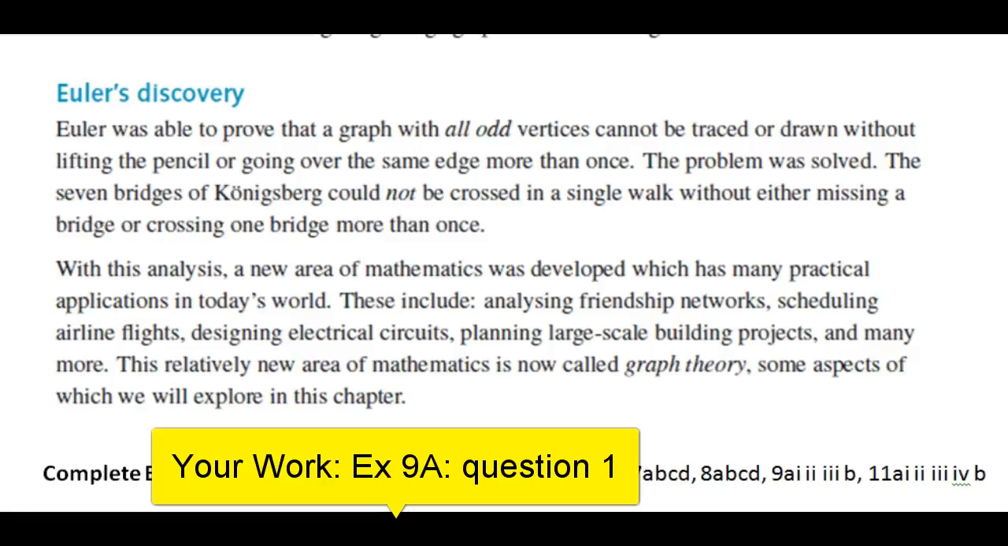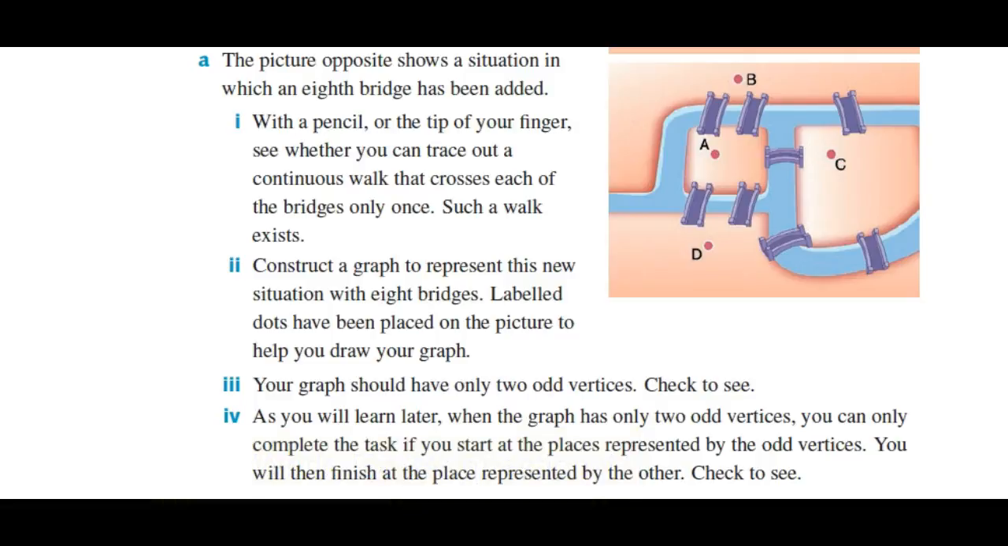This new area of maths that he developed was called graph theory, and it's used to analyze friendship networks, scheduling airline flights, designing electrical circuits, planning large-scale building projects, and many more applications. The exercises set for you are shown at the bottom of this page. In this first question, we can see an additional bridge has been added to the problem. Can we actually construct a walk to cross each bridge only once? And can we draw a simplified graph for the situation?